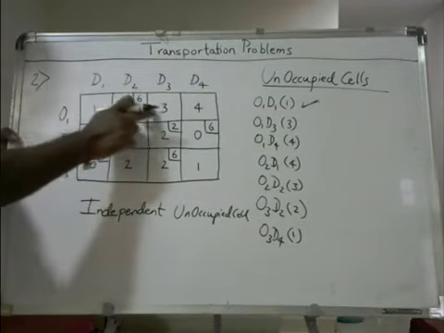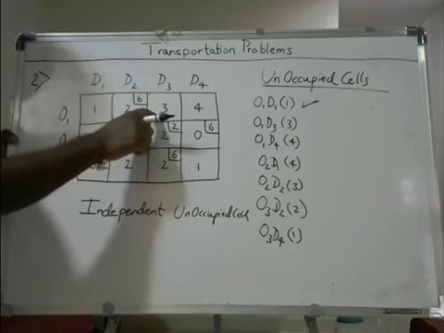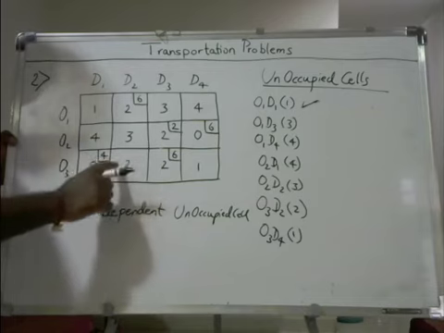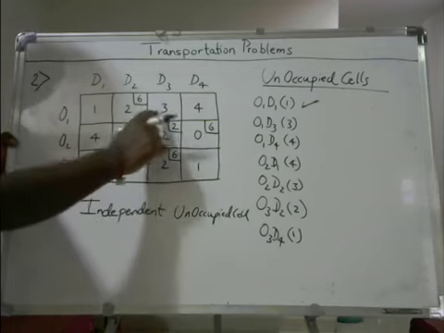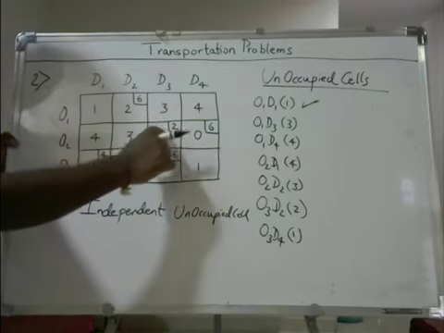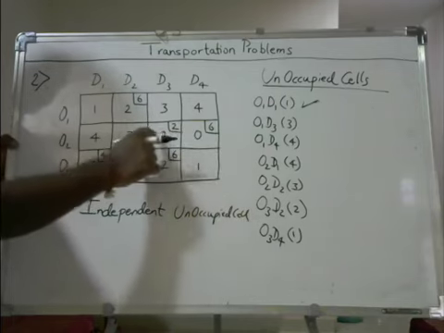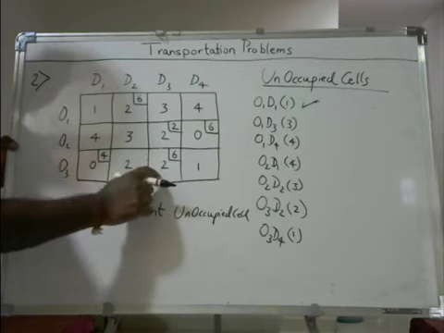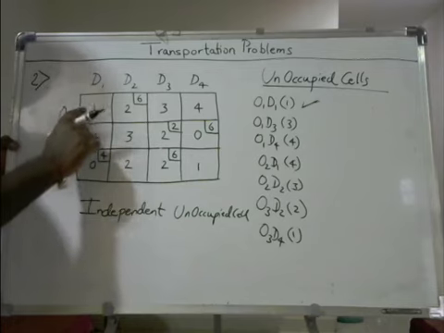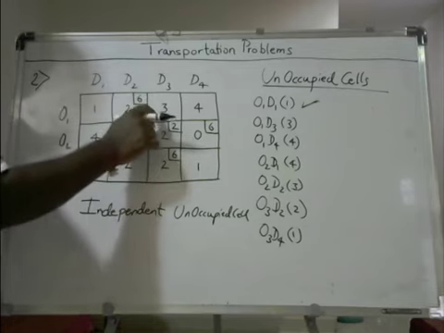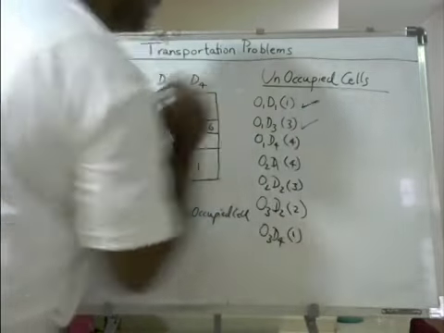Now let us see this one, O1 D3. If we start like this, we can take a turn like this, but we are stuck here. We cannot take a turn because there are no occupied cells here. We can take a turn like this, but there are no occupied cells here. We can take a turn, come here and take a turn. We can again take a turn here, but we are stuck here. We cannot go back to the original cell O1 D3. Then this is called an independent unoccupied cell.